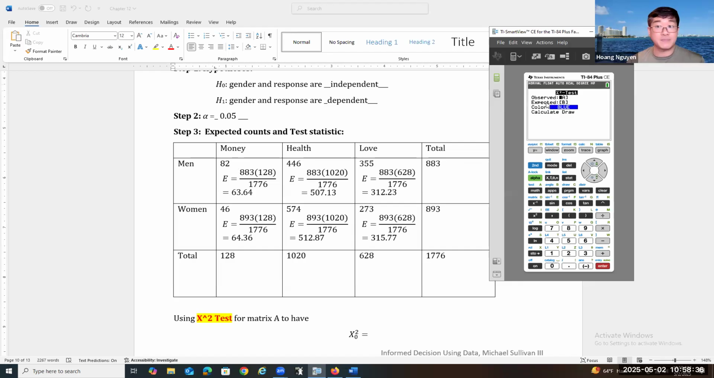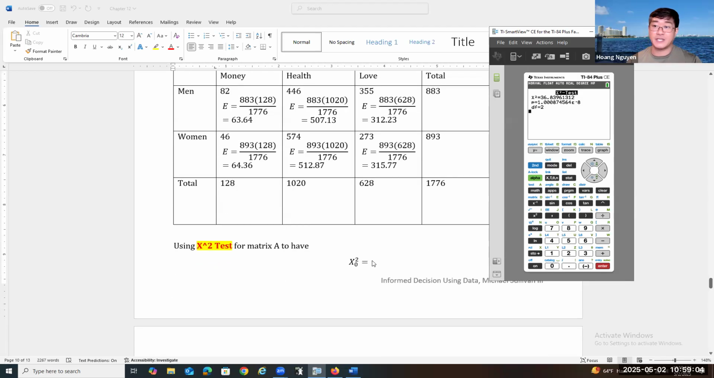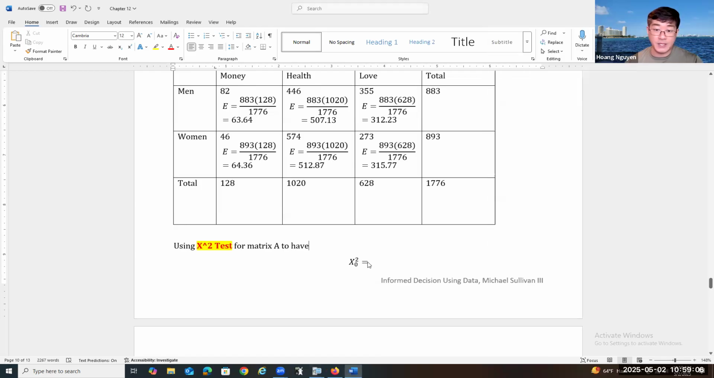And then the expected will be matrix B. So once again, if you want to call matrix B for the expected, you're going to go second matrix and then just go down to matrix B. There we go. So we have matrix B as the expected. And then calculate. Okay, so the answer for the test statistic right here is 36.8396. So the answer for the test statistic is 36.83.